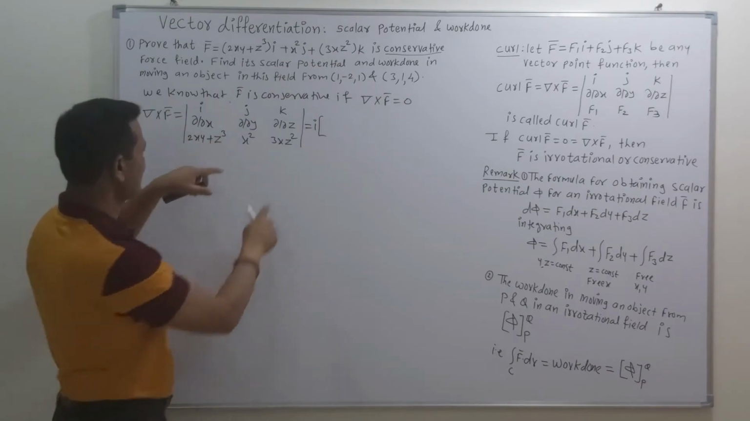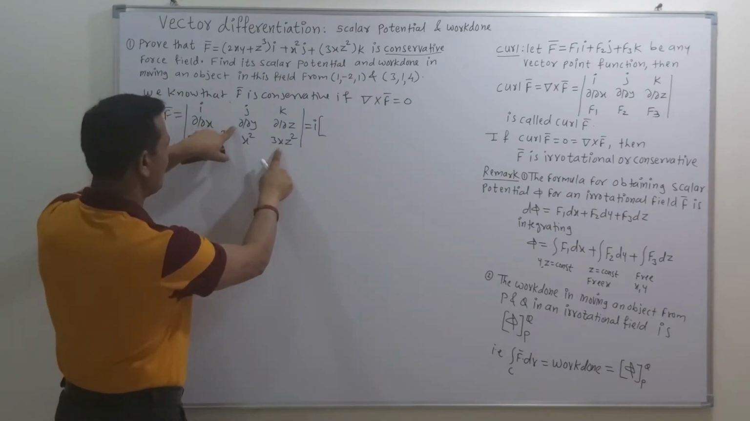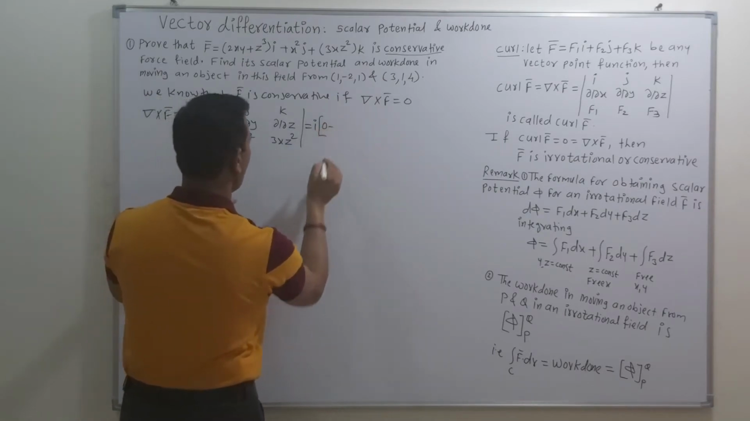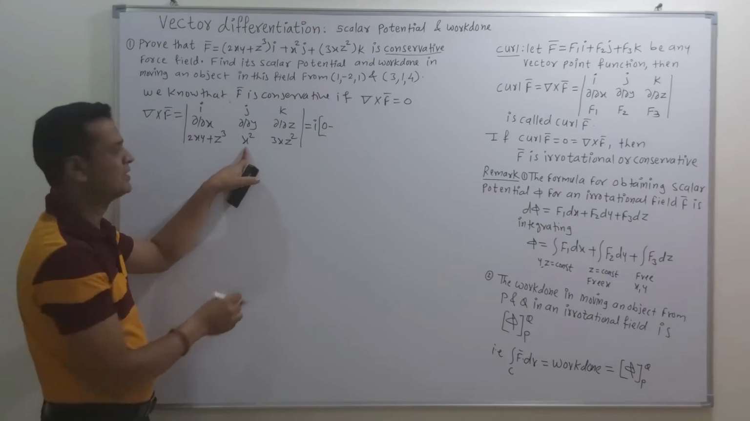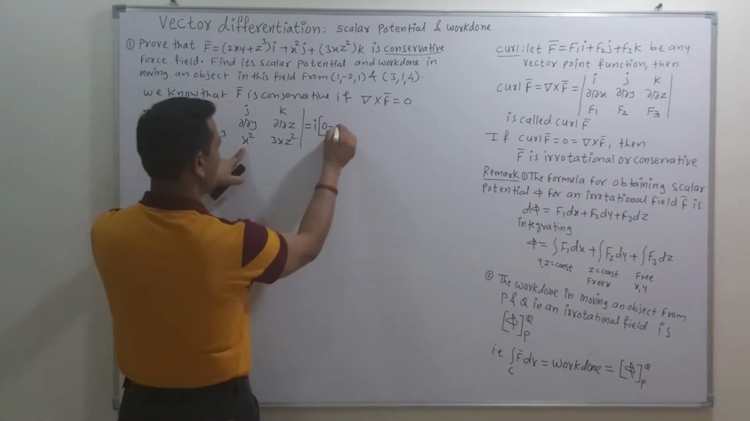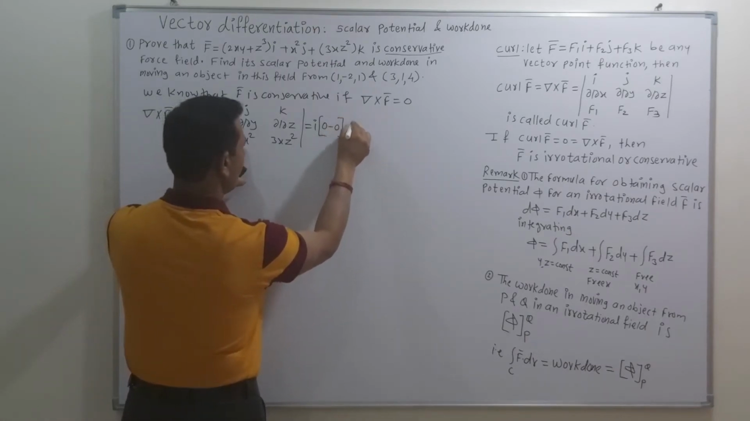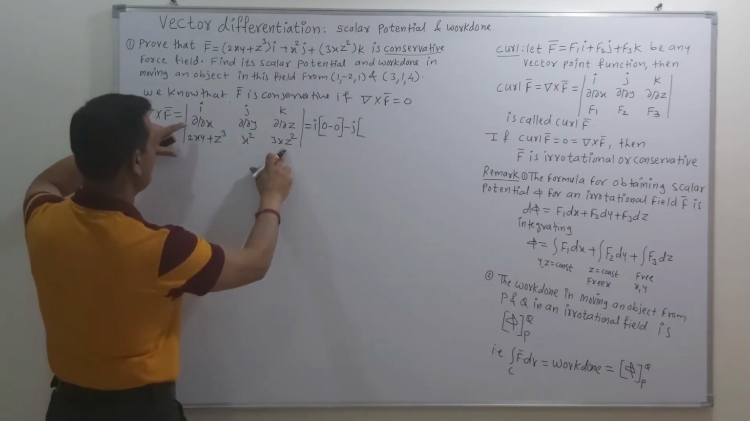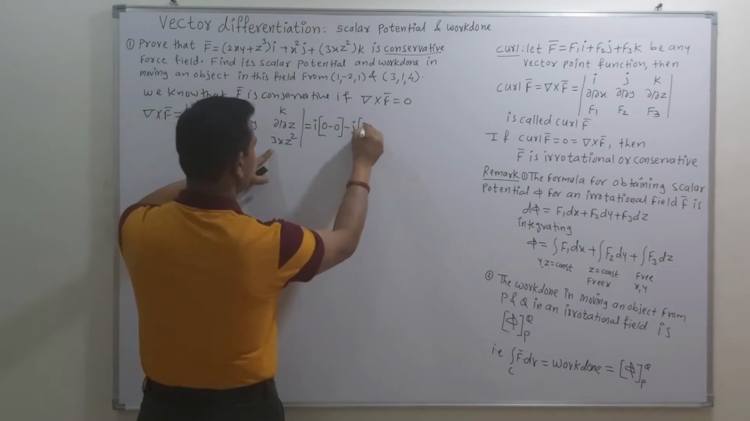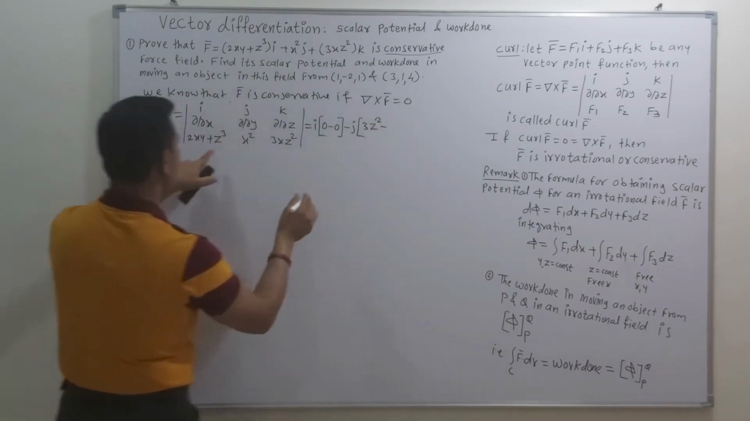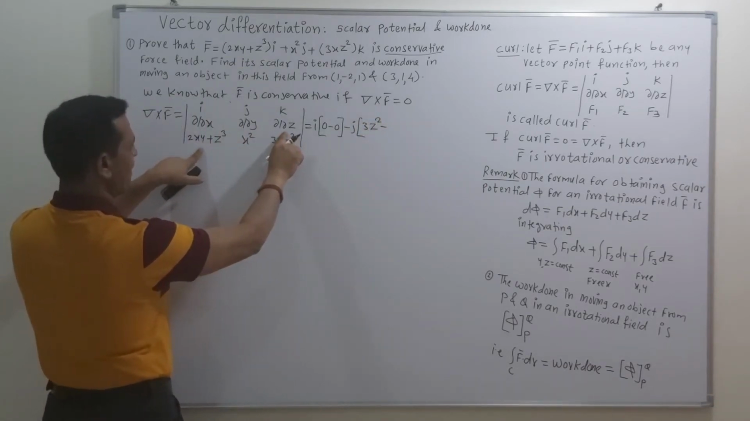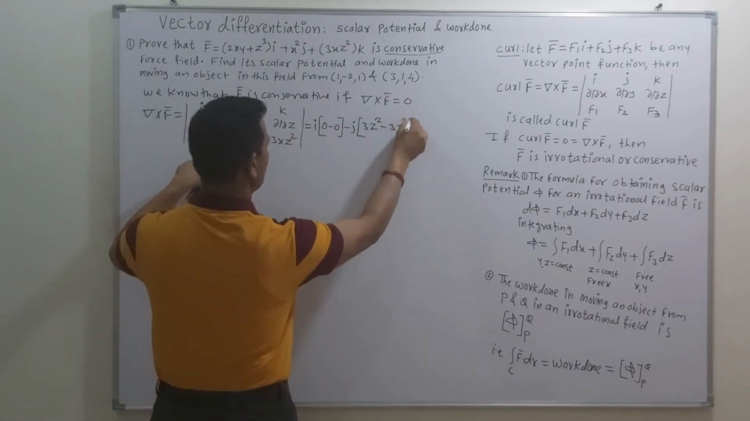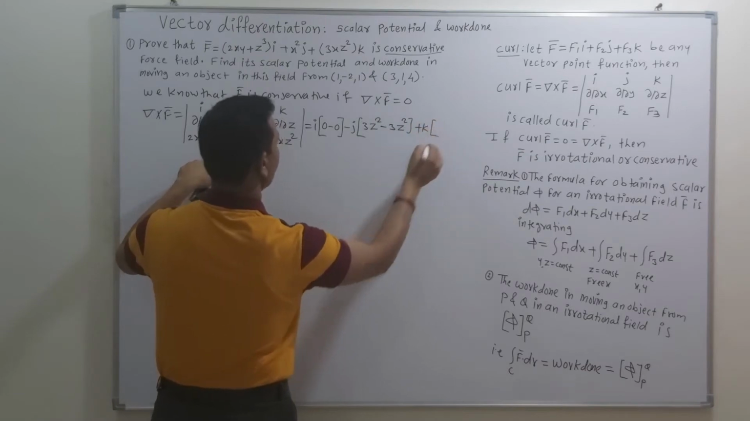If we take the partial derivative of this term with respect to y, then the y term is absent, that means its partial derivative is 0, minus take the partial derivative of this term with respect to z, here the z term is absent, that means its derivative is 0, minus j, then we can take the partial derivative of this term with respect to x, which is 3z square, minus again take the partial derivative of this term with respect to z, so this derivative is again 3z square, plus k times.